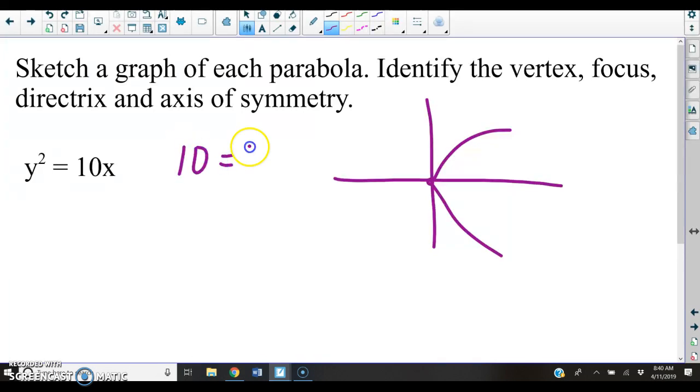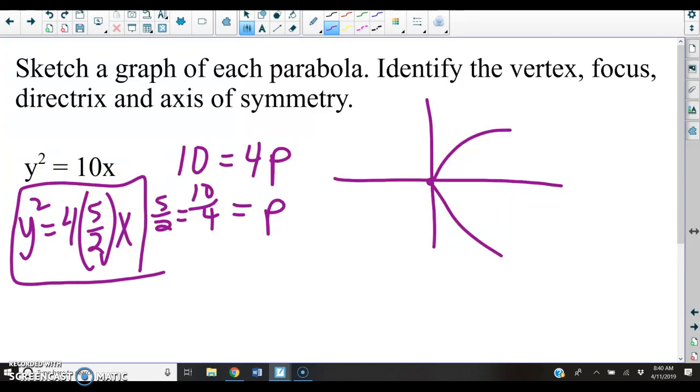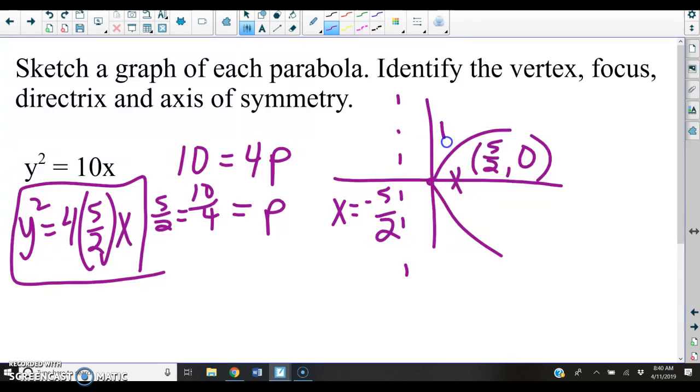So my 10 is 4p. So p is 10/4 or 5/2. So I'm going to rewrite this as y squared equals 4 times 5/2 x. Then I know what my p is. So my focus is going to be at (5/2, 0). My directrix is going to be at x equals -5/2 because I went to the left. My vertex is still at (0, 0). My axis of symmetry is going to be y equals 0, the x-axis.